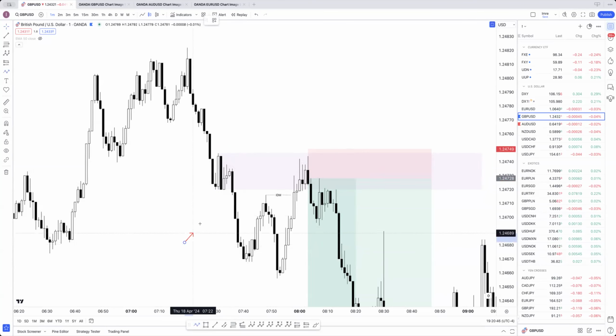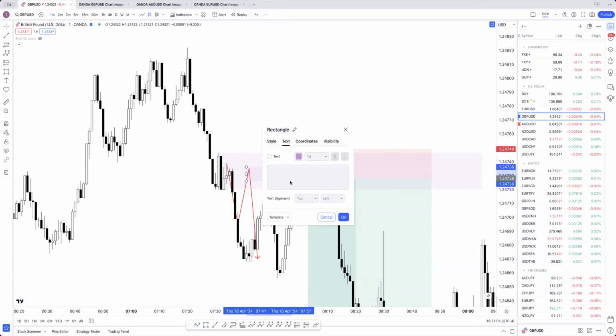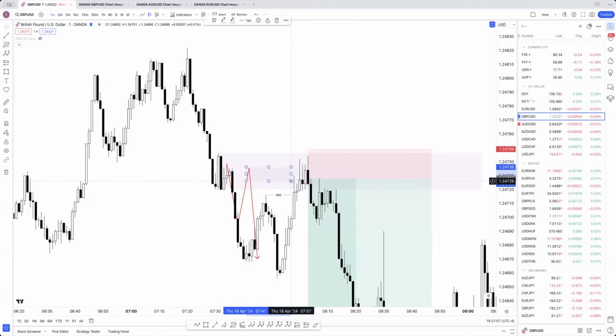Now, this area is also unmitigated. What does that mean, unmitigated? Unmitigated means that prices haven't tapped into this area yet, okay? So if prices have done this, then made a new low, then we can say that this order block has been mitigated, and we'd have to draw a new order block here. And that would be our fresh, unmitigated order block.